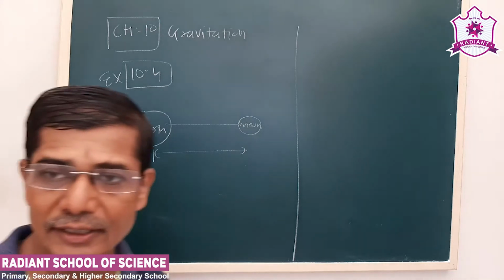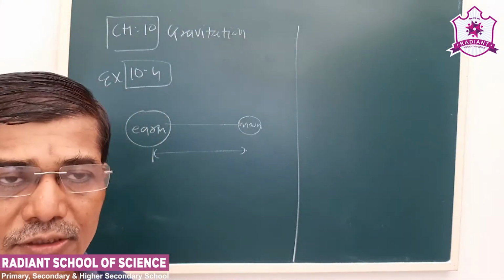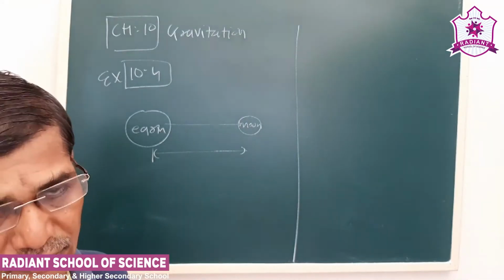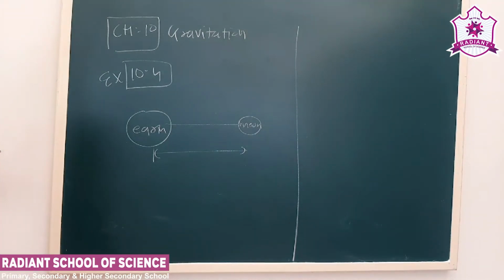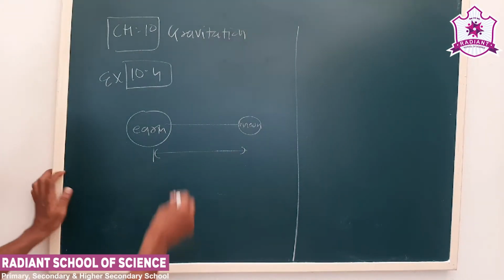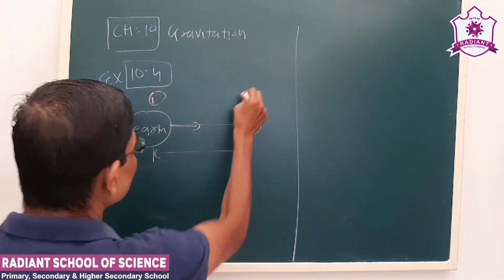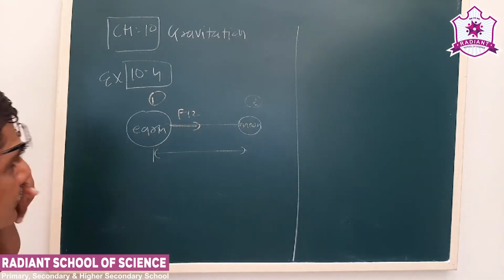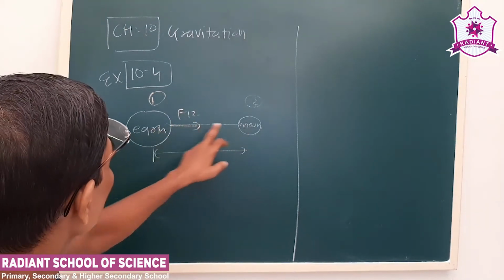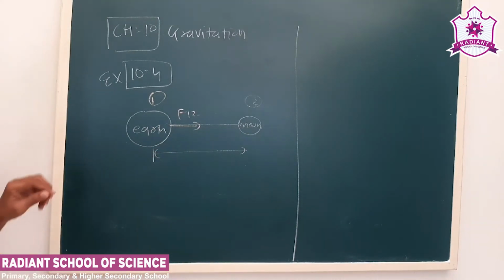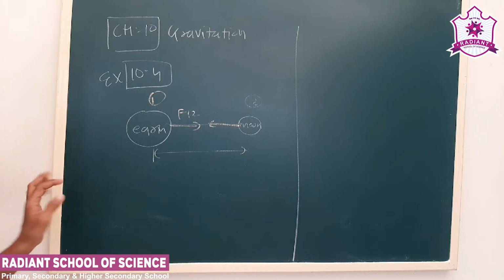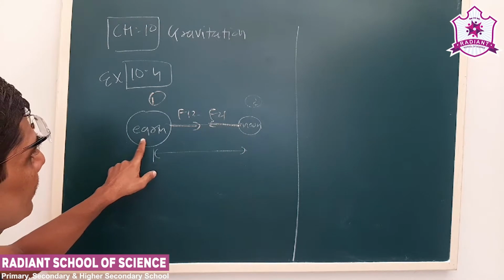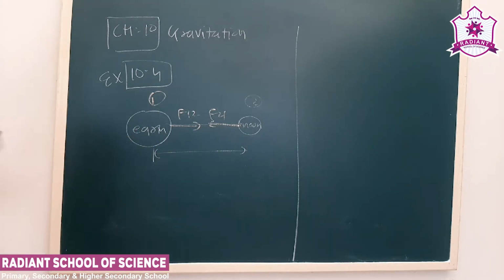Why? Because we have studied in Newton's law, that is Newton's third law, that action and reaction are equal in magnitude but opposite in direction. We know the gravitational force is the attractive force. So let us say F12, we call earth as 1 and moon as 2. F12 is the force applied by moon on the earth, or F21 is the force applied by earth on the moon. Whatever nomenclature we give, we have to follow.